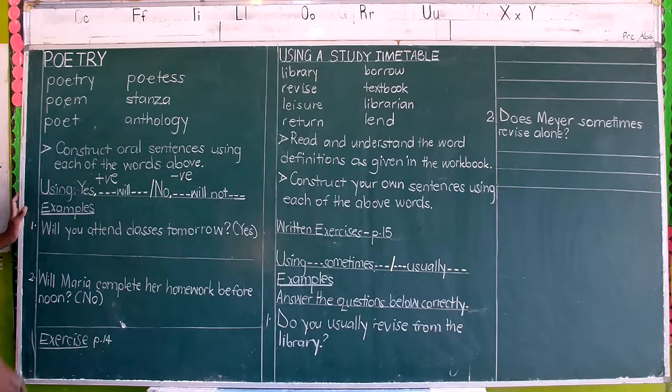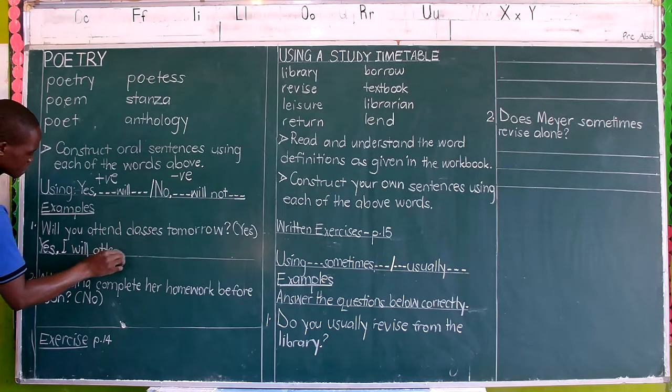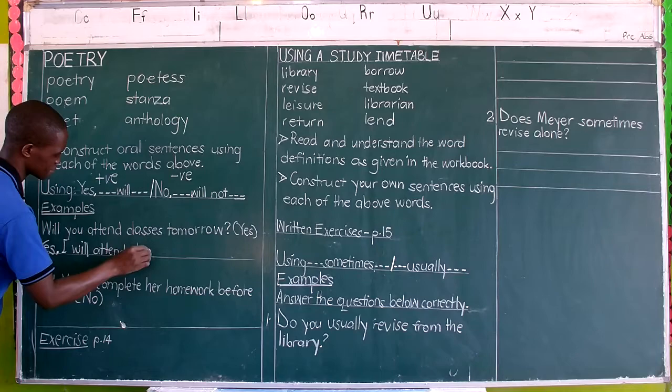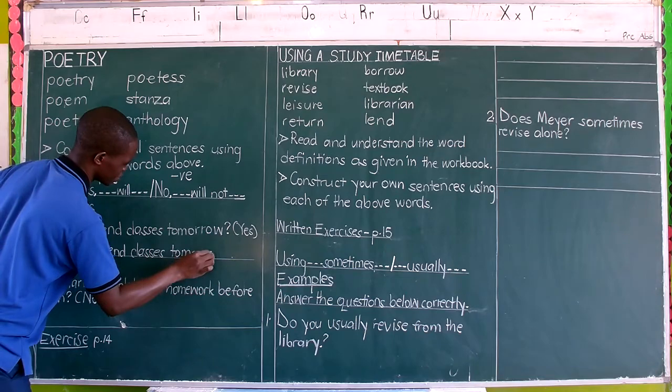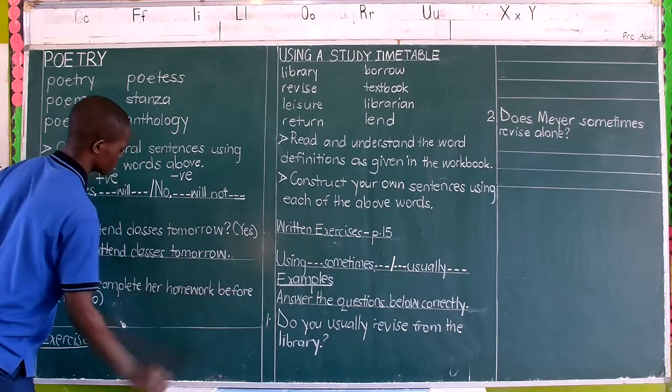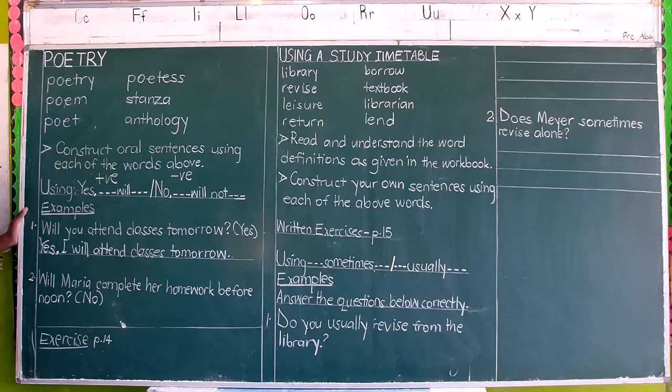Examples. Will you attend classes tomorrow? The answer should be yes, meaning you're going to answer without the word not, or without the word no. So your answer will be, not no, yes, I will attend classes tomorrow. Check the spelling of tomorrow. Double R, single M. Full stop. Yes, I will attend classes tomorrow.